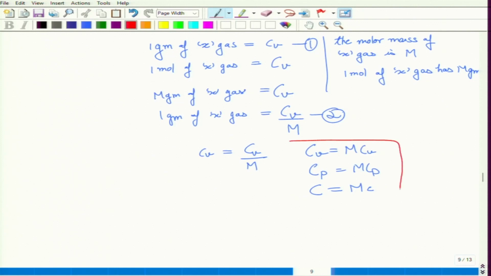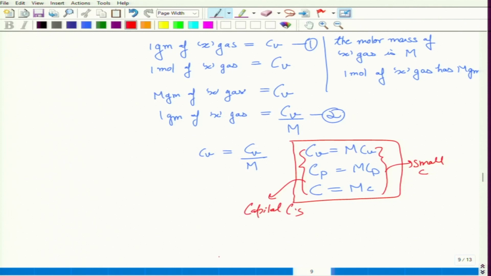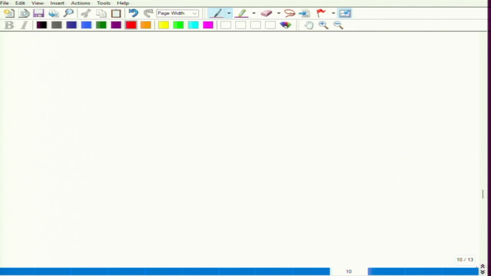So these are some important things that you need to know. Some questions may come in JEE, so you need to understand that fact. So these are all small c's. Maybe because of my writing you may not be able to understand, but still these are small c's and these are capital C's. Okay, so we know this. Now let's solve one question.